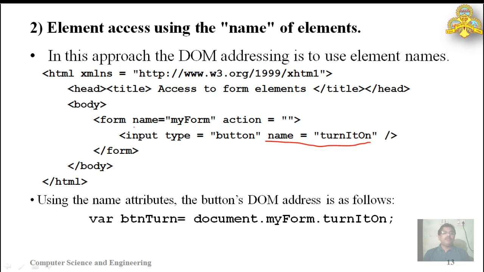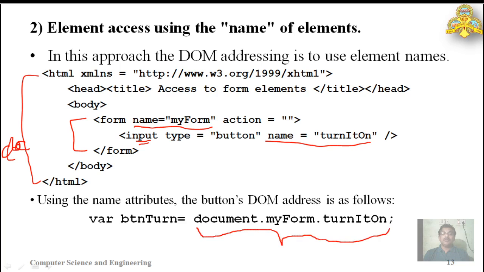and the most important point to observe is that the form also has a name here. So this is the document, and there is only one form, but since the form has a name, I will use this name. Inside the form there is only one element, and I can use that name also. So using the name attributes, the button's DOM address is as follows: document, which specifies the entire document, then myForm.turnItOn. So this specifies the form, and this specifies the input tag.